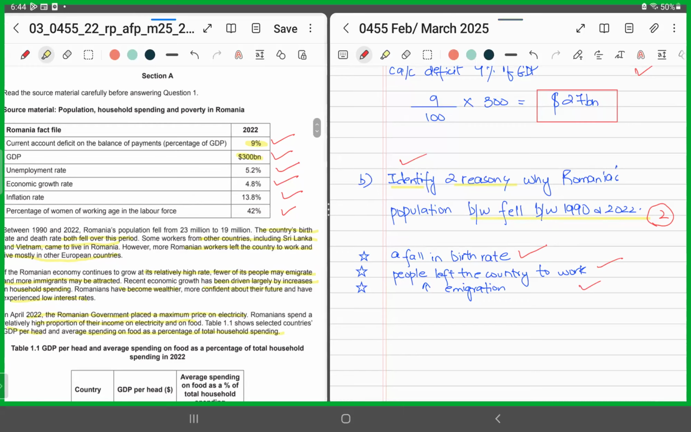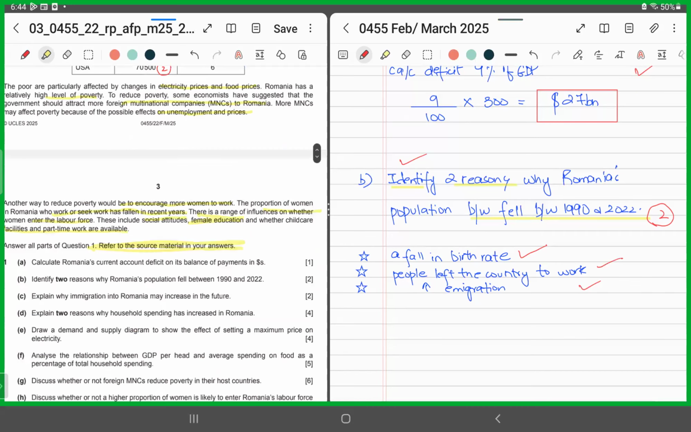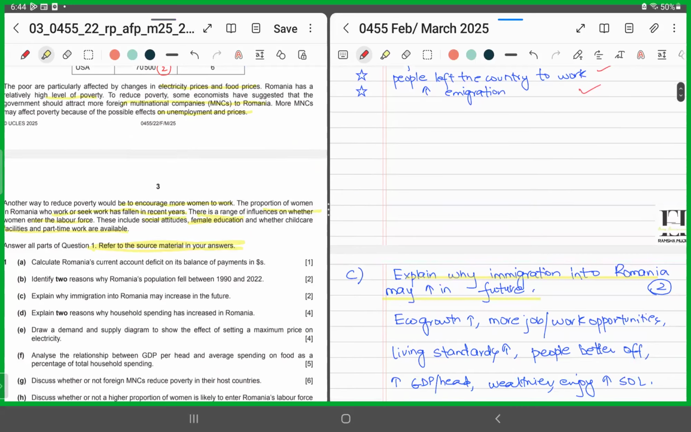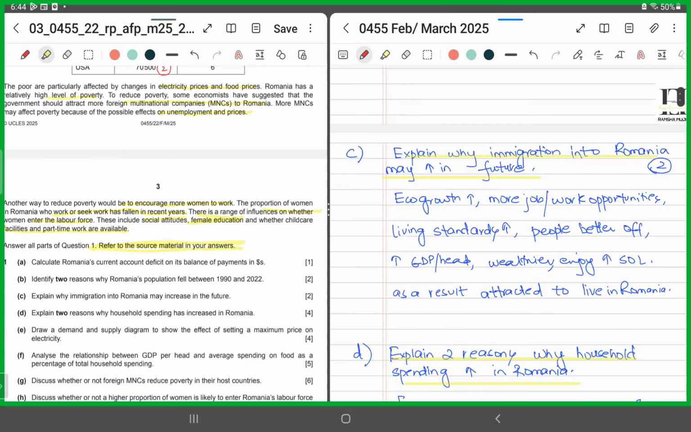Moving on. Part C. Part C is again a 2-mark question, and Part C asks us to explain why immigration into Romania may increase in future. Now they are asking us, why do you think in future immigration would increase? That means more people would be coming in to live in Romania. Why do you think so? So what you got to do is just give one reason and provide an explanation to that. So you'll get 1 mark for the explanation and 1 mark for that reason, and you'll get full 2 marks. You will have to expand on your answer, develop that chain and link analysis, right?